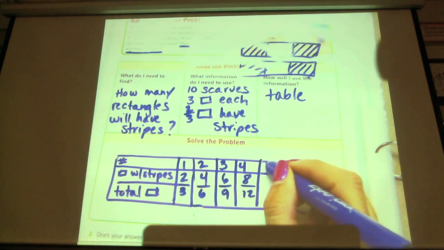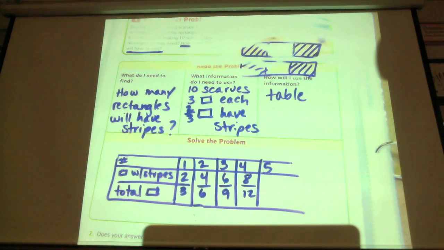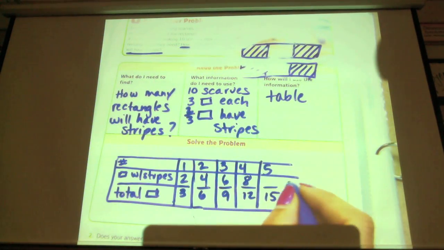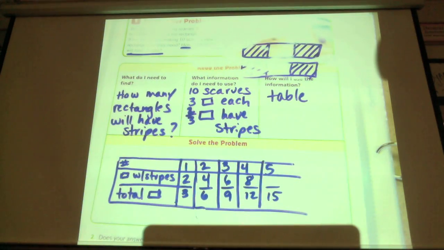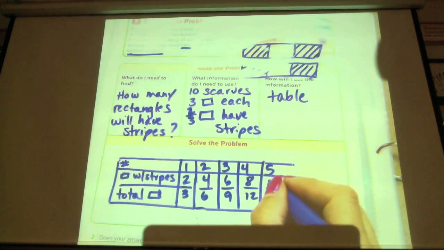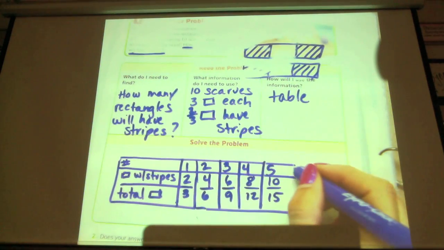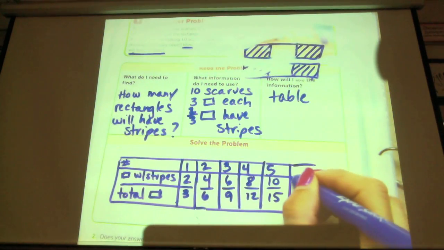Let's do the next one. Our fifth scarf. I want you guys to stop just yelling out numbers. I haven't even asked a question yet. 5 times my original denominator is 15. 5 times my original numerator is 10. Okay. Do I have to continue this table or can I just skip to my 10th scarf?